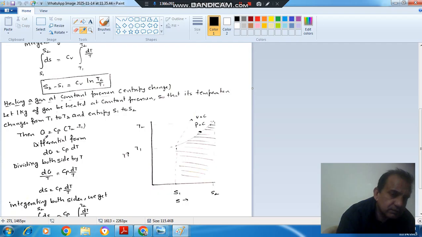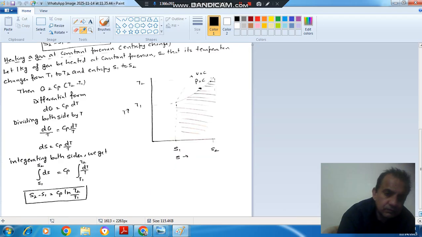Again in this the heat supplied is Cp (T2 minus T1). In differential form it is dQ equals Cp dT. Dividing both sides by T, it will be dQ by T equal to Cp dT by T, or dQ by T is your dS for a reversible process, so dS is equal to Cp dT by T. If we integrate both sides, with limits S1 to S2 and T1 to T2, it will be S2 minus S1 is equal to Cp ln T2 by T1.